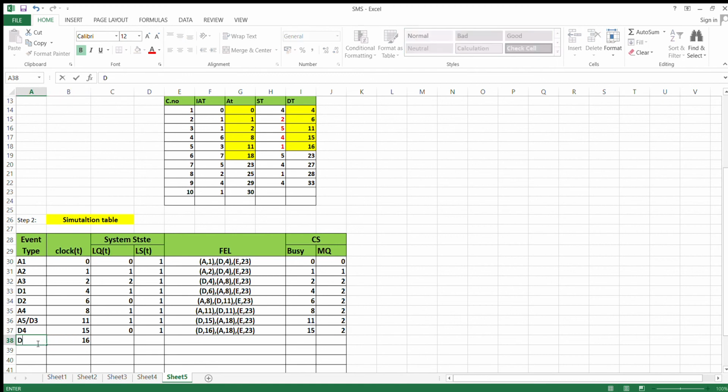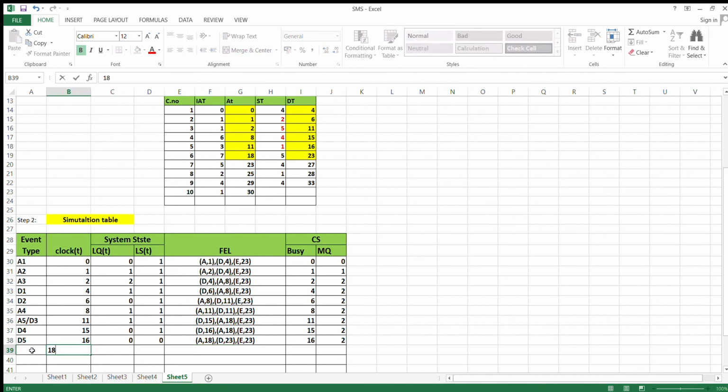So event type is D5. No customer under queue, no customer under service. We remove departure means add departure. So next A, 18, T, 23, E, 23. So calculate busy time. D5 minus A5, 16 minus 11, 5 plus 11, 16. So maximum Q is 2. So next minimum is 18.